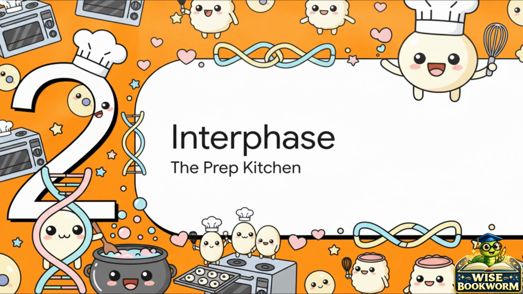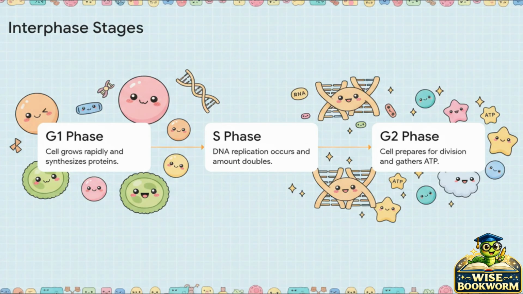Moving right along to part two, Interphase, the prep kitchen. So during that massive 95% window, the cell might look totally chill from the outside, but inside, it is hustling. We've got three main steps here. Step one is the G1 phase, gap 1, where the cell is just growing rapidly, synthesizing RNA and proteins. Then we hit step 2, the S phase, and this is crucial because it's where DNA replication happens. Finally, step 3, the G2 phase. This is where the cell puts the finishing touches on everything, stockpiling ATP and building the specific proteins it needs to actually pull off the division.